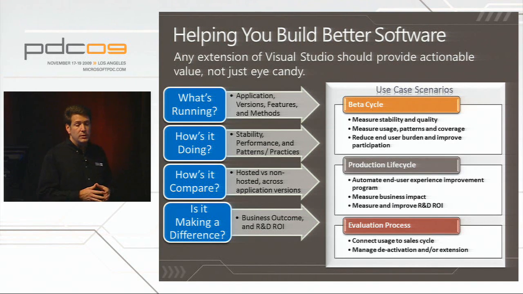On the beta side, we've got a customer, K2, that has been using Runtime Intelligence for quite a while, and they're using it because they want to improve their beta process. They want to know what features people are using. They want to know the performance.